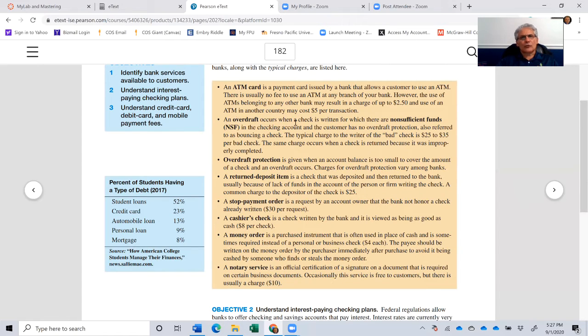An overdraft occurs when a check is written for which there are non-sufficient funds, or NSF. Let's say you have in your bank $500 and you write a check out for $550. Well, you've overdrawn that account by 50. We call that an overdraft. Overdraft is spending more than what you really have.